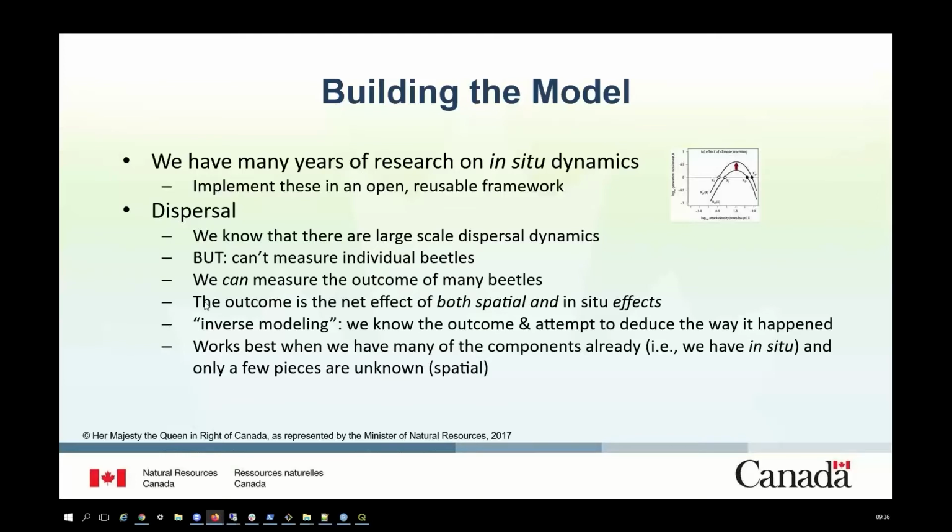So we get a combination of the in situ dynamics, the growth dynamics of those populations, and then we can see the spatial effects of those dynamics as those red tops appear to spread across the landscape. We're doing what's called inverse modeling, where we know what the outcome looks like, and we're trying to deduce the way that we actually achieve that outcome. That inverse modeling process works best when we already have most of those components figured out, and we're really just trying to work on a few individual pieces, which in this case was that spatial spread component.